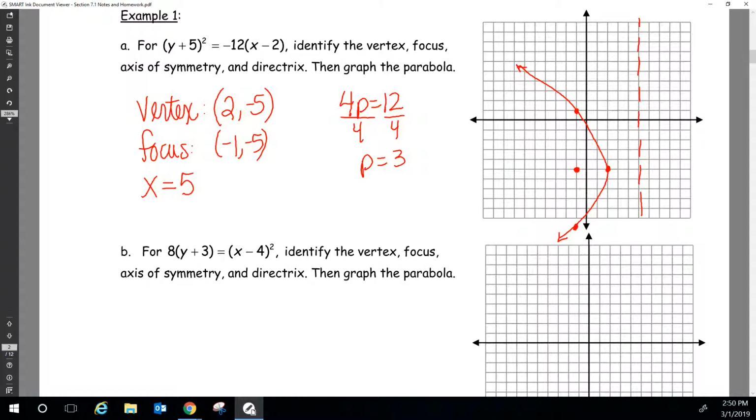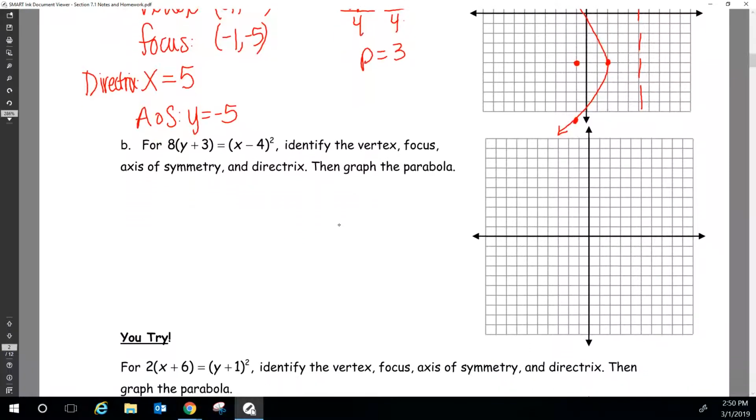All right, so this is the directrix, x = 5. And our axis of symmetry, remember from algebra 2, is what cuts this parabola in half. This is the line here that goes through the axis at y = -5. All right, have we done everything that they said? Identify the vertex, focus, axis of symmetry, and directrix. And we've graphed it, so we're done.